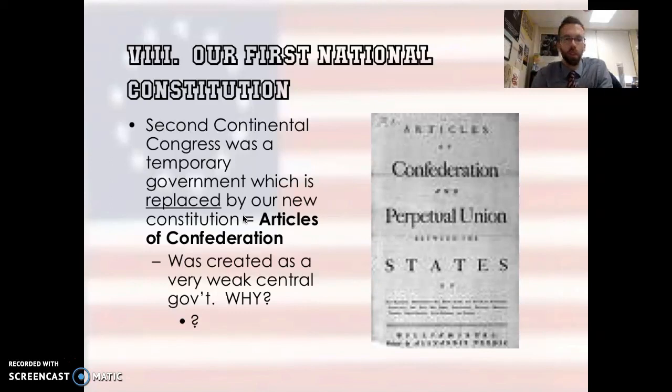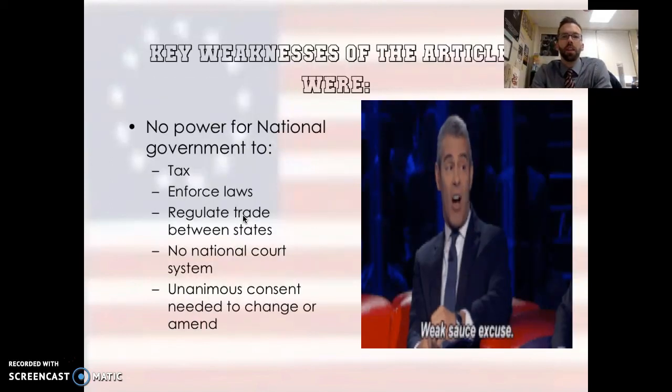So it's very weak. Some of the things, the articles in terms of weaknesses, it doesn't have power to tax. You think about the whole revolution, no taxation without representation, and all the tea taxes and the stamp tax and the sugar tax. So the national government cannot enforce taxes. They can't enforce the laws. There's no national court system.